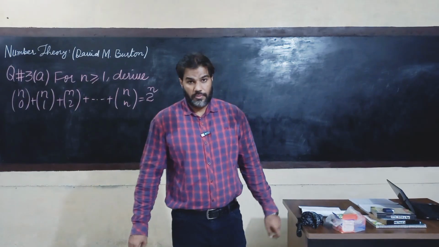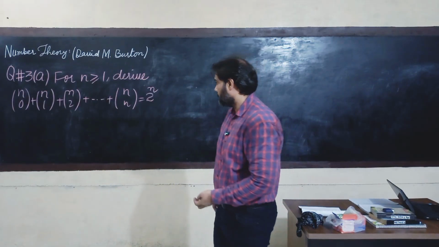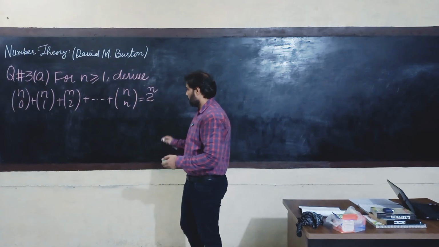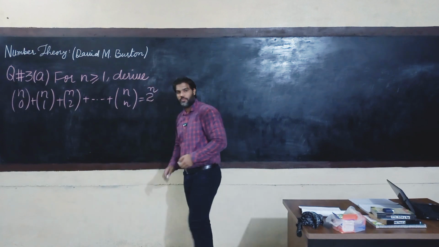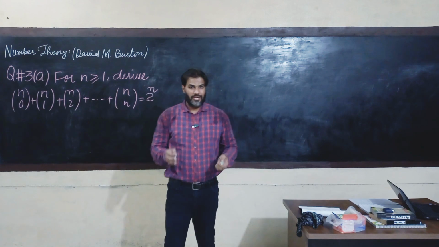Next we discuss question number 3. Its A part is, for n greater than or equal to 1, we have to prove the sum of these binomial coefficients is equal to 2 raised to power n. This is a very easy question. We will just use here the binomial theorem.